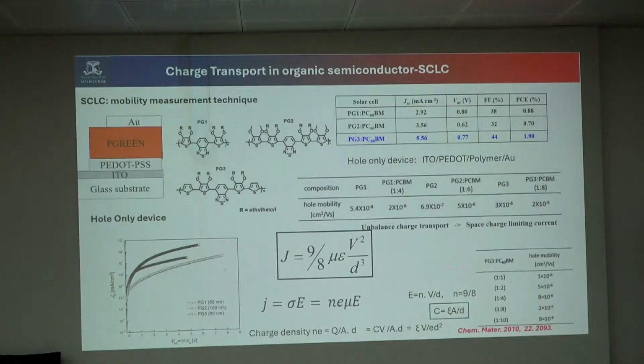So how can we get the mobility? This is the formula to derive the mobility: J equals 9 by 8 times the mobility term, the electric constant, V squared by D cubed. How do we arrive at this equation? Basically it starts from current equal to sigma E, where sigma is conductivity and E is the electric field. Again, sigma is charge density n, charge q and mobility mu. This is a very basic conduction mechanism coming from Ohm's law. Actually, we can write J equal to sigma V.